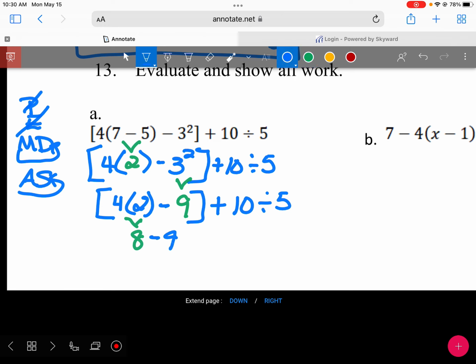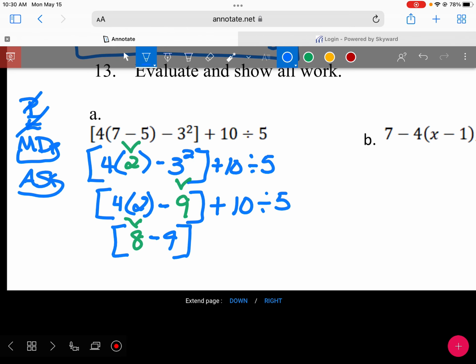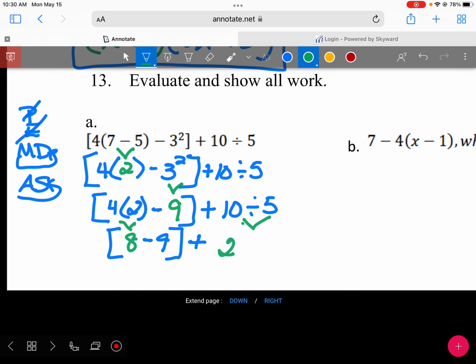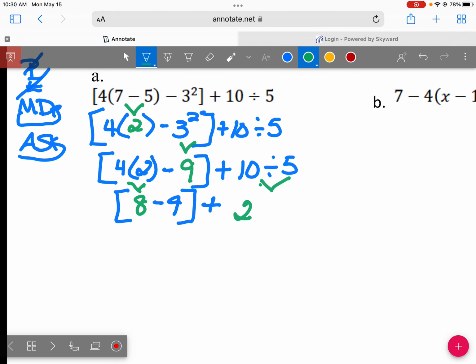Minus 9. That is in parentheses, or it's in brackets. You probably could do this one because they are separate, or you could wait till the next one. But 10 divided by 5 is 2. So I have no more multiplication or division. I do addition, subtraction from left to right. 8 minus 9, negative 1 plus 2. Negative 1 plus 2 is positive 1.